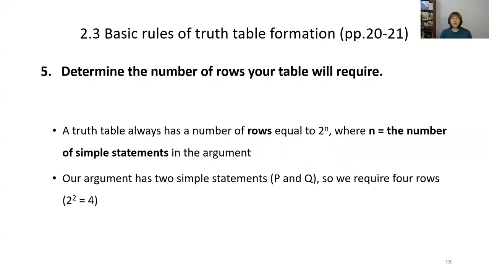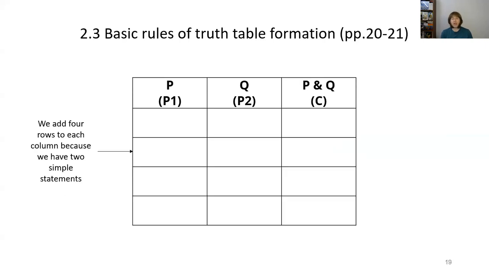And even then, when we're talking about just rows on their own, unless we specifically talk about the header row, we're really talking about the rows below the header row. So in this case, we need 4 rows. So we're going to have a table that suddenly looks like this. There's our header row up top. What we did in steps 1 to 4, we've got P and Q, P and Q. We've got 3 different columns for them. We've labeled them premise 1, premise 2, conclusion. Now we've added in 4 empty rows below the header row because we have 2 simple statements, which tells us we need 4 rows. So that's what we've done now.